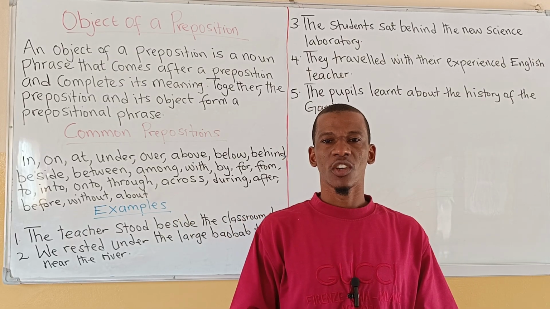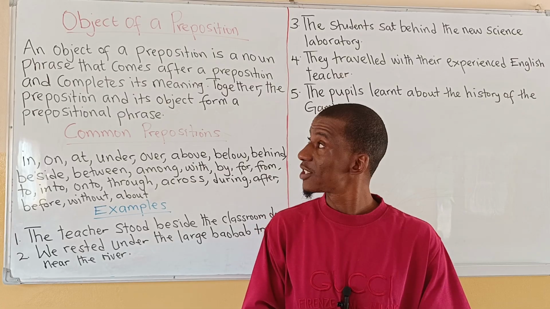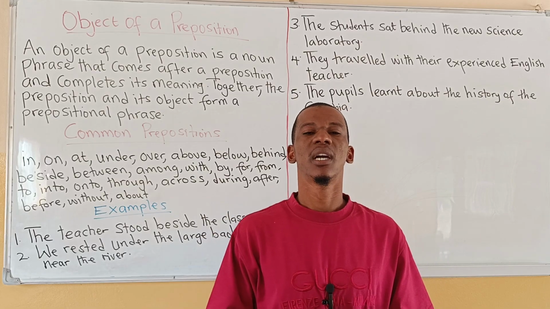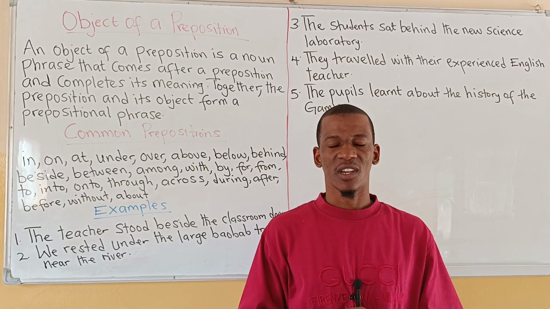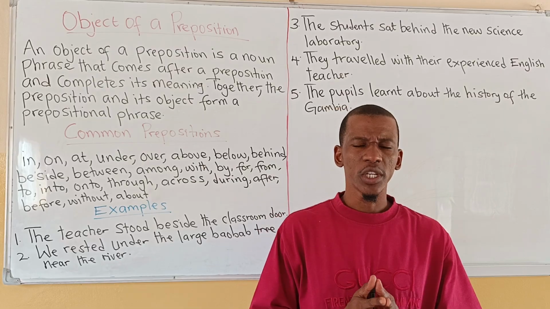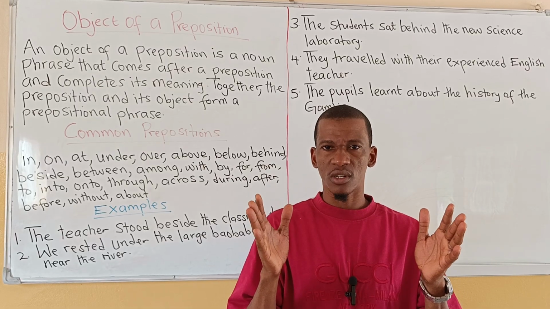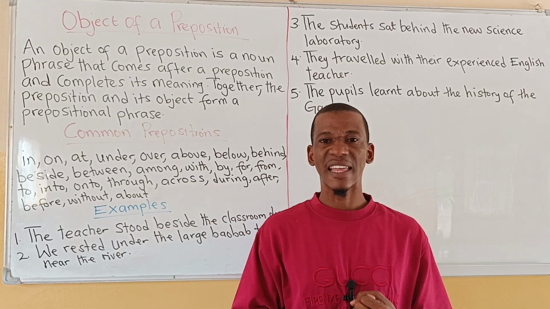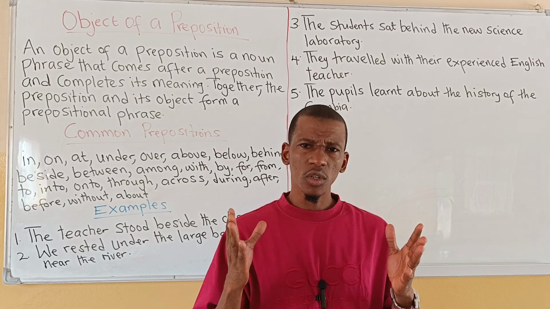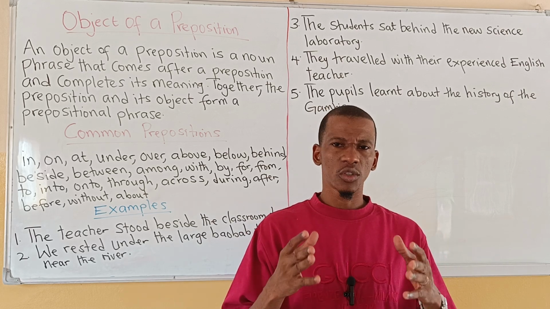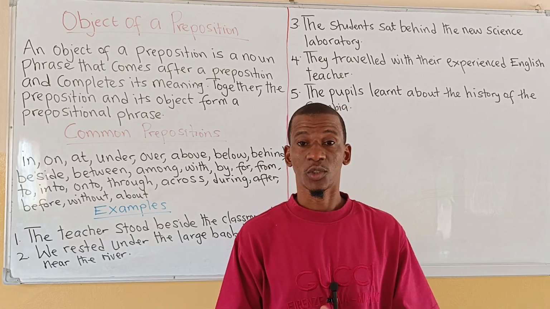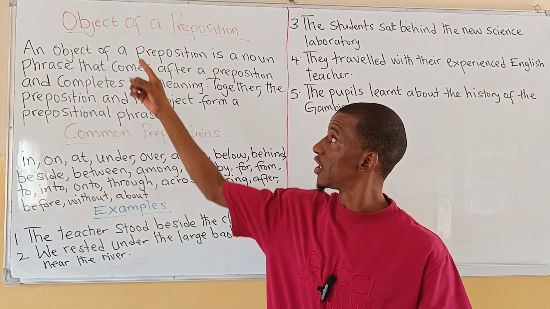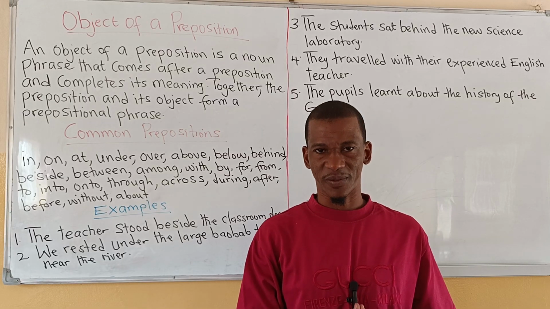So, we are on our last topic. This is the topic we have for you today: Object of a preposition. We are still on the topic noun phrase. Remember, in our previous lessons, we talked about two different functions of a noun phrase. We talked about a noun phrase functioning as the subject of a verb. We also talked about a noun phrase functioning as the object of a verb. So today, we are going to talk about a noun phrase functioning as the object of a preposition.